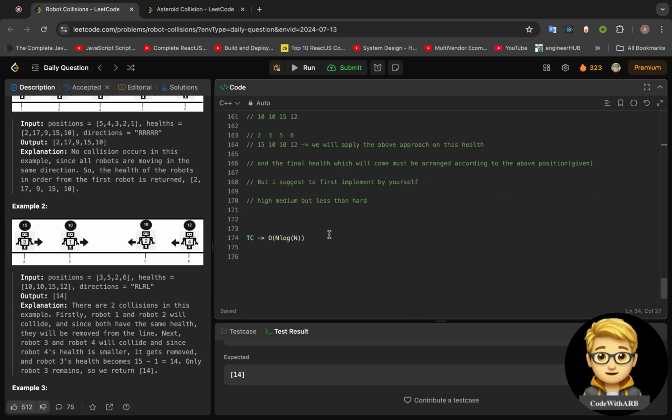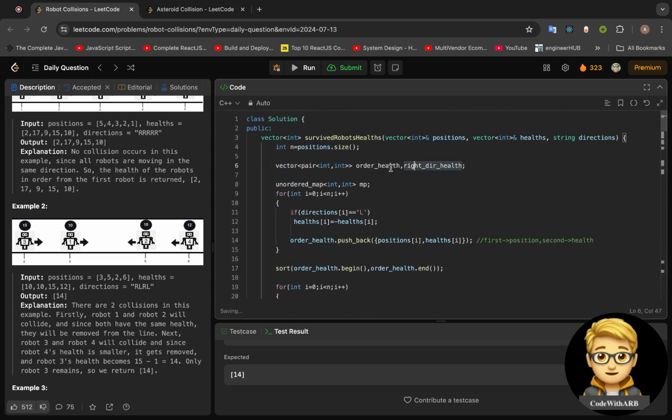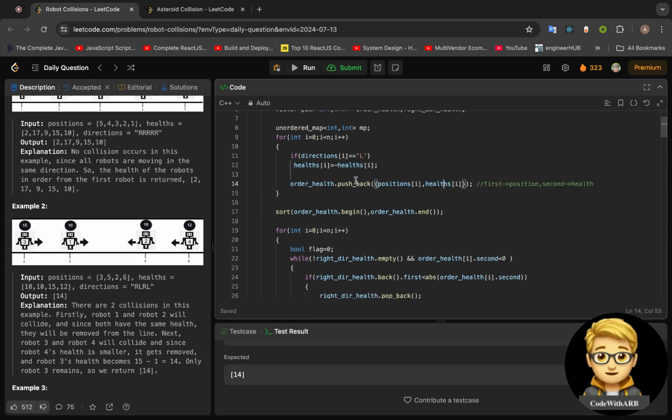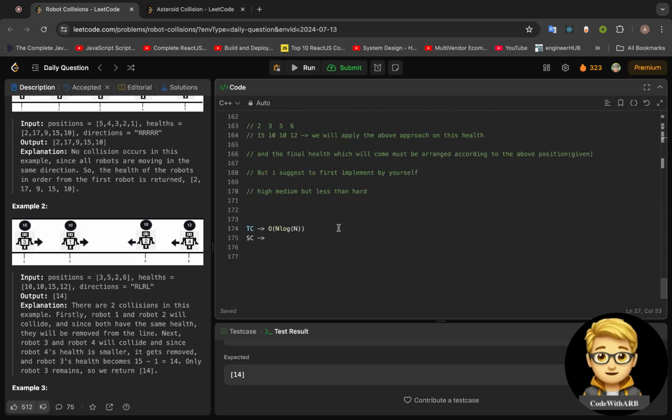So the final time complexity will be O of n log n, and for the space complexity, the first vector of health is stored on the basis of position, so O of n. The right direction health is also O of n in the worst case. So basically it is O of n plus O of n, ultimately O of n. So this is the space and time complexity for this problem, right?